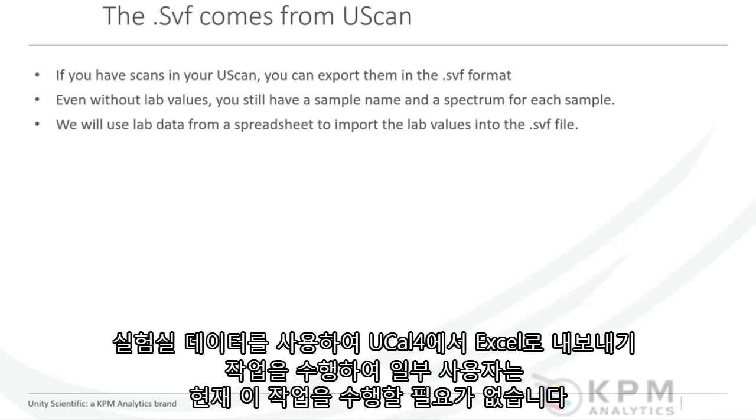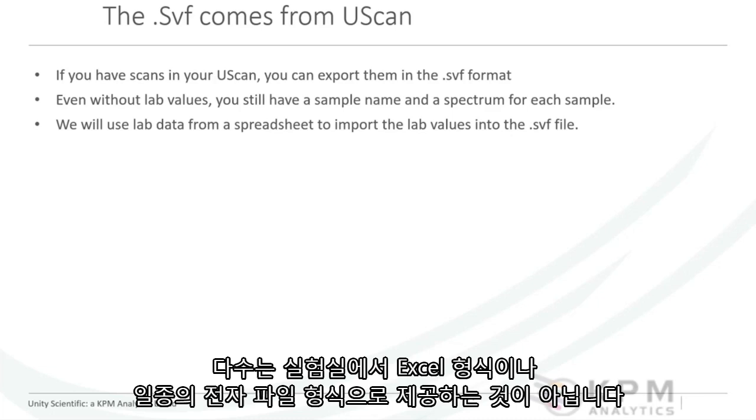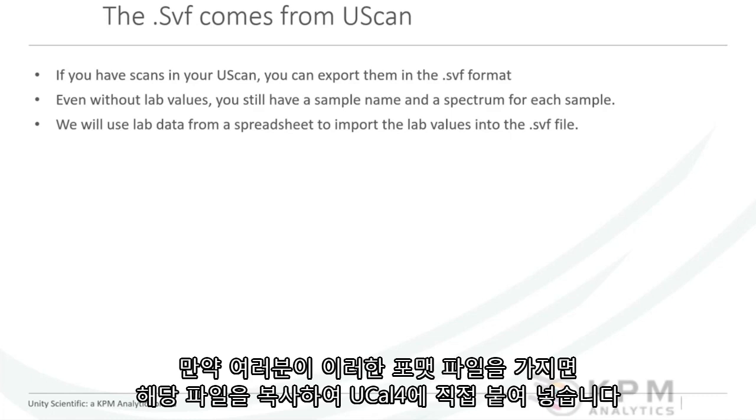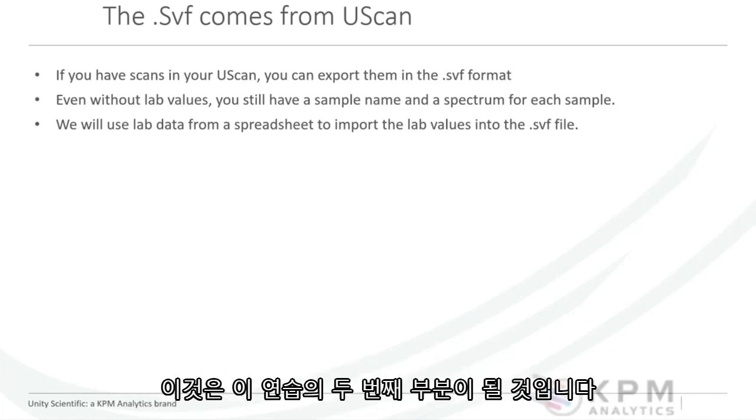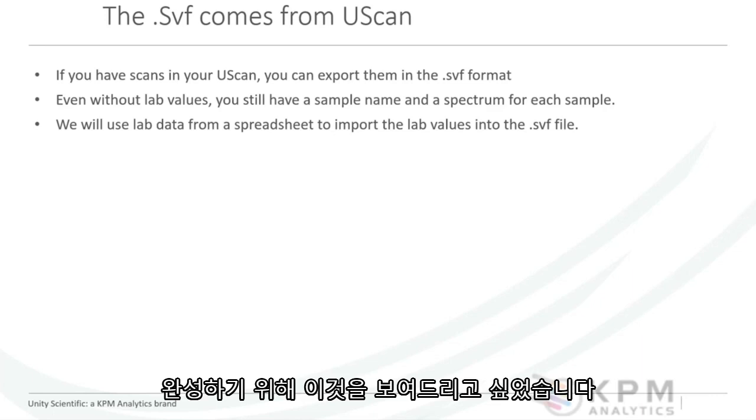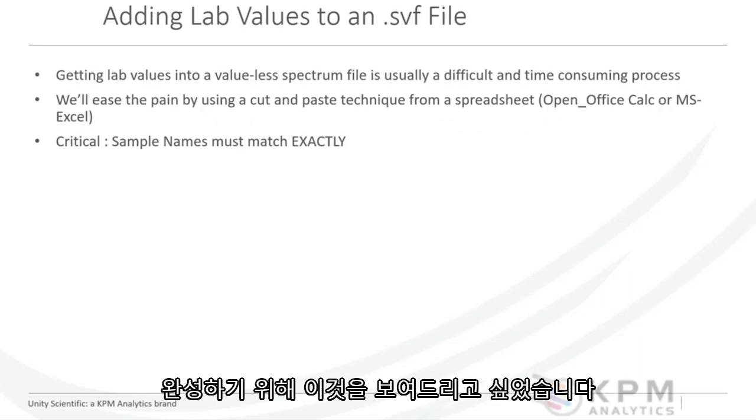In this exercise, we're going to use lab data from a spreadsheet, and we're going to do an export out of UCal4 into Excel and then back again. For some of you, you won't have to do this. Nowadays, a lot of the commercial labs will provide you with data in an Excel format or some sort of electronic file format. If you can get it in that format, you can just take those files and copy and paste directly into UCal4. So this will be the second half of this exercise. But we wanted to show you a round trip just to be complete.